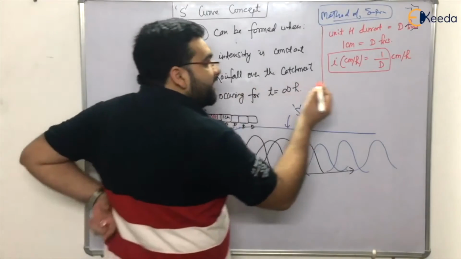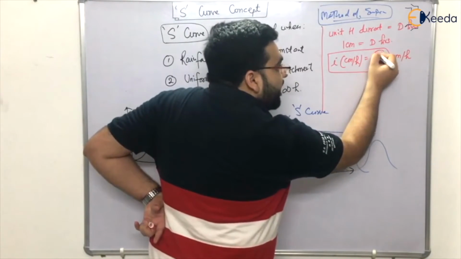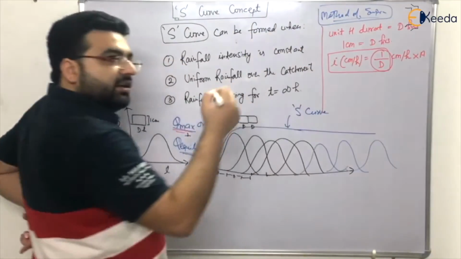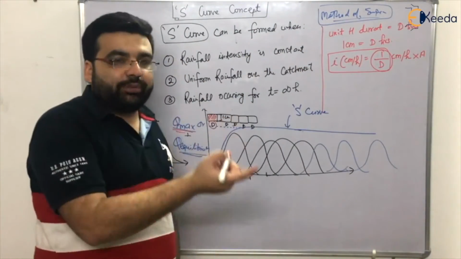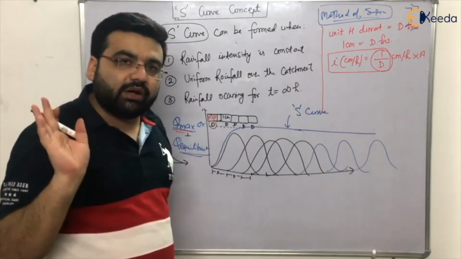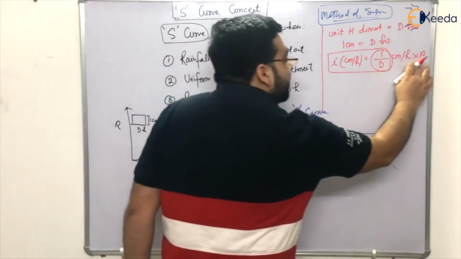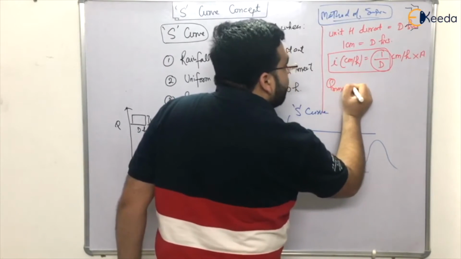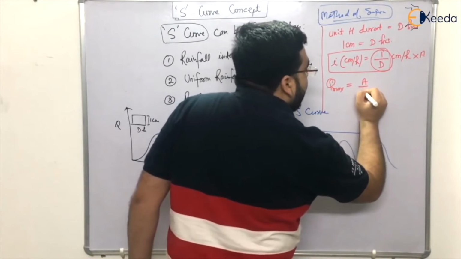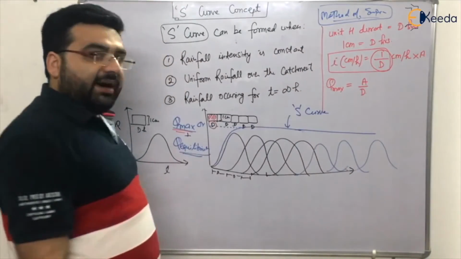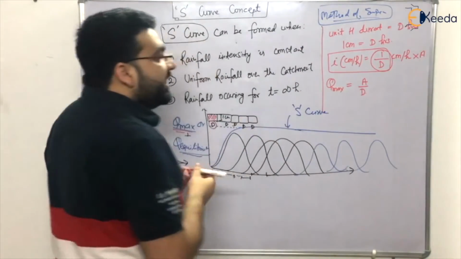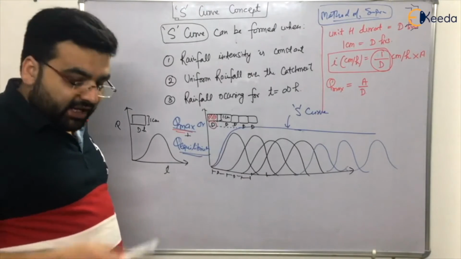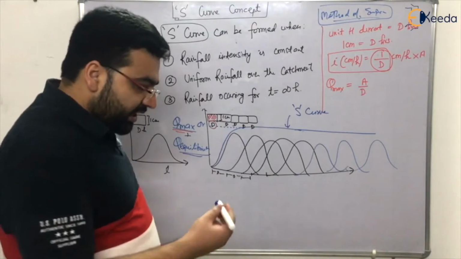So what will happen is that if I multiply your intensity with the area, because the unit of area is either kilometer square or meter square or hectare, whatever, so if you multiply it with the area, you will be getting discharge Q max. So Q max is actually equal to A upon D, right? Generally in examinations, A is given to you in kilometer square, right? And D is given to you in hours. So let me write it here.